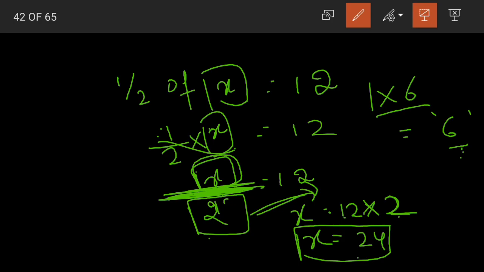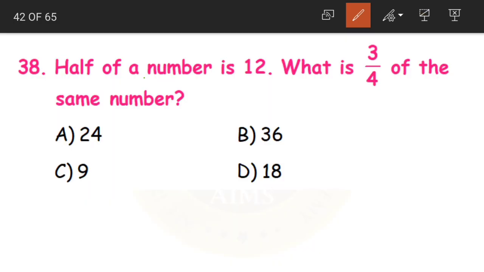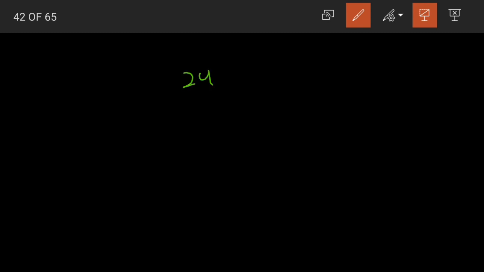As we have to find out the value of x, we are sending 2 to the opposite side. Here 2 was in division, but when it goes to the opposite side, we will do the opposite, that is, multiply. So 24 is our number. Half of 24 is 12. Yes. Now next part is, what is 3 by 4 of the same number?